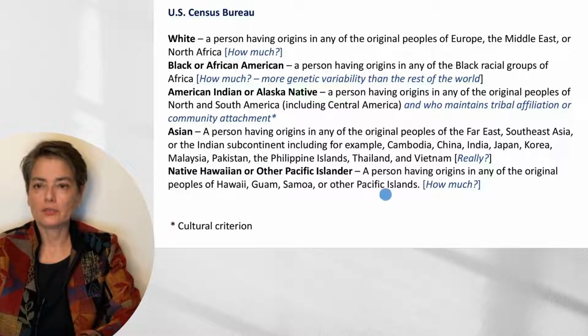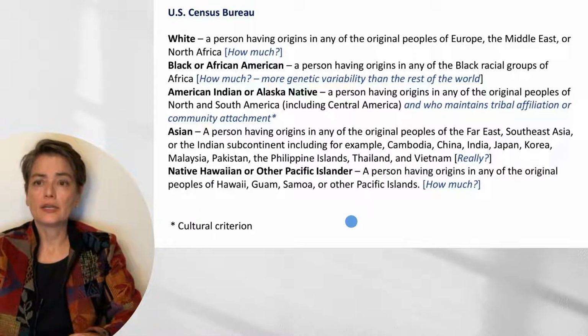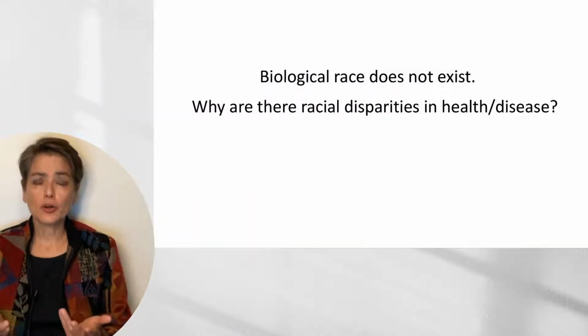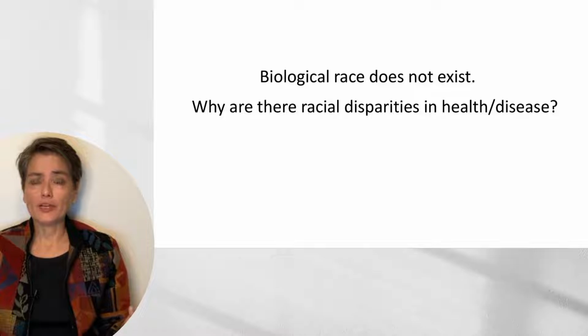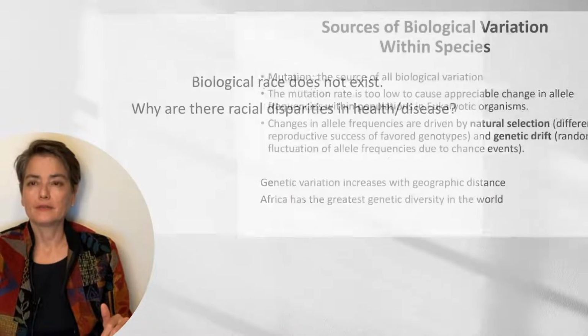So here the question is, really? I mean, that's a huge geographic expanse. And then with Native Hawaiian or other Pacific Islander, again, we get into, well, how much? At what point are you this and not one of these others? So biological race does not exist. So why are there racial disparities in health and disease? Because we know there are. I'll show you some of that later.